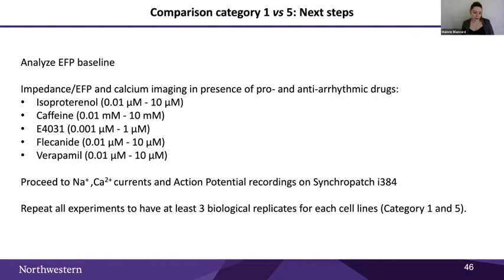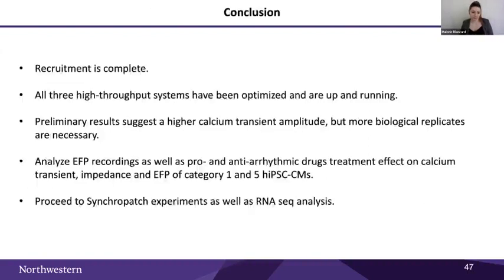So I will record the sodium, calcium, and the action potential of all those lines. And as I said, I will repeat all the experiments to have at least 3 biological replicates. The conclusion of the presentation right now is that the recruitment is done, which is very cool. All the high throughput systems are up and running, and they can be used. The first result we have suggests a high calcium transient amplitude, but we definitely need more replicates.